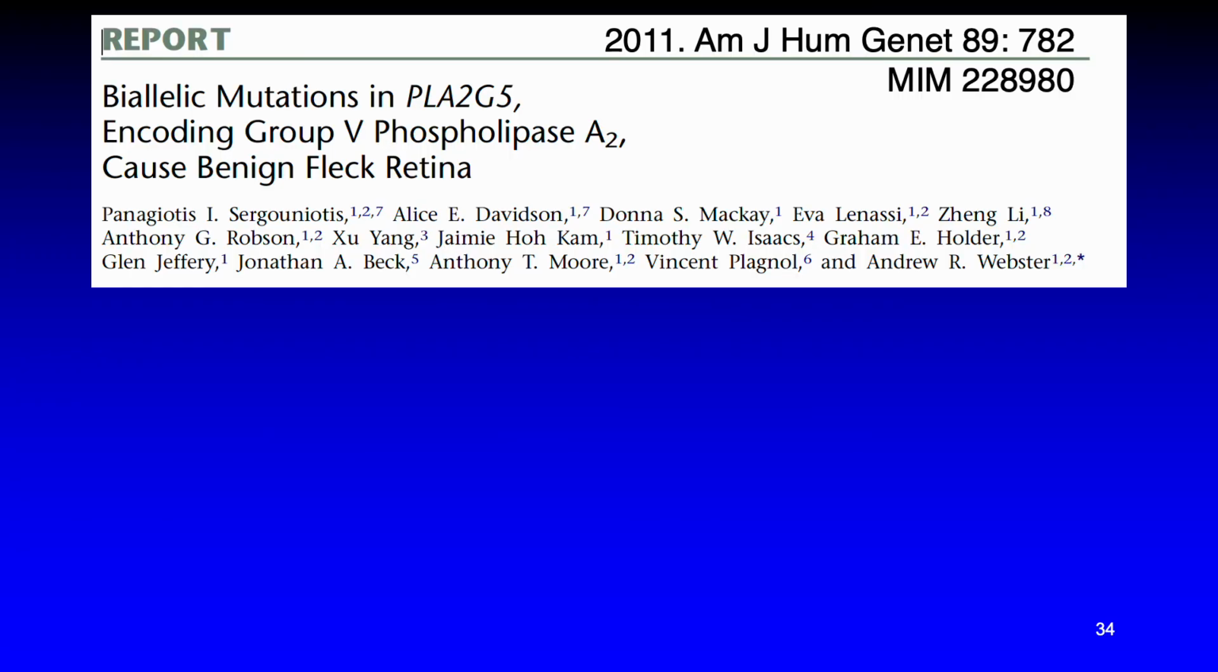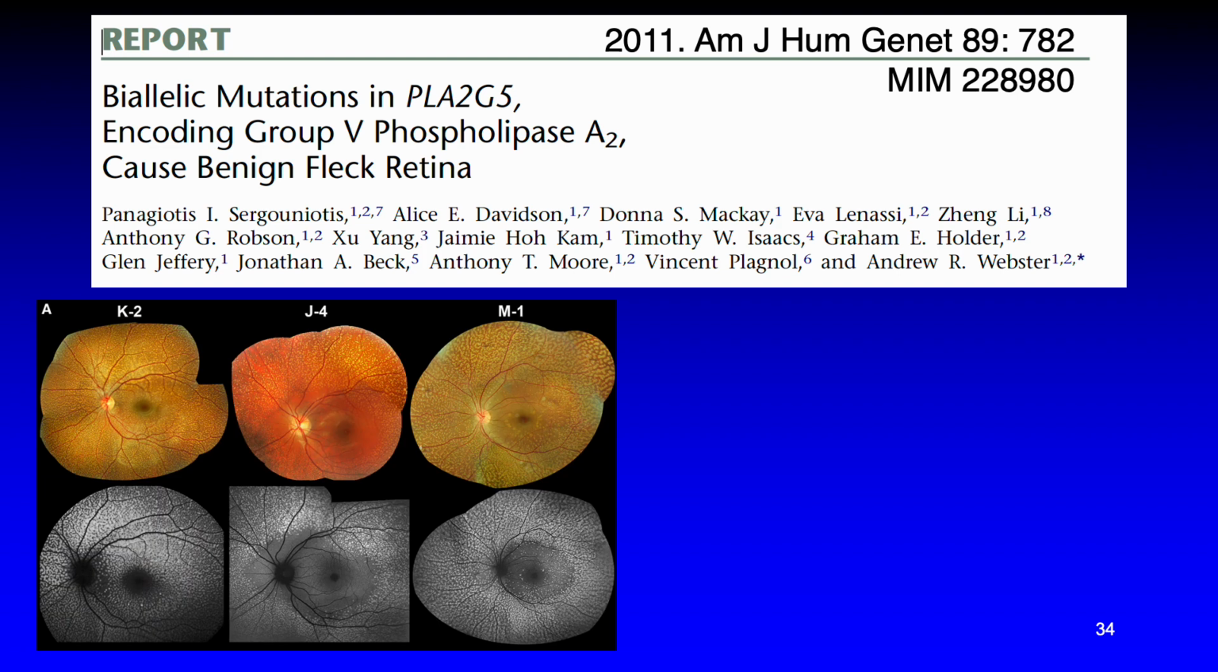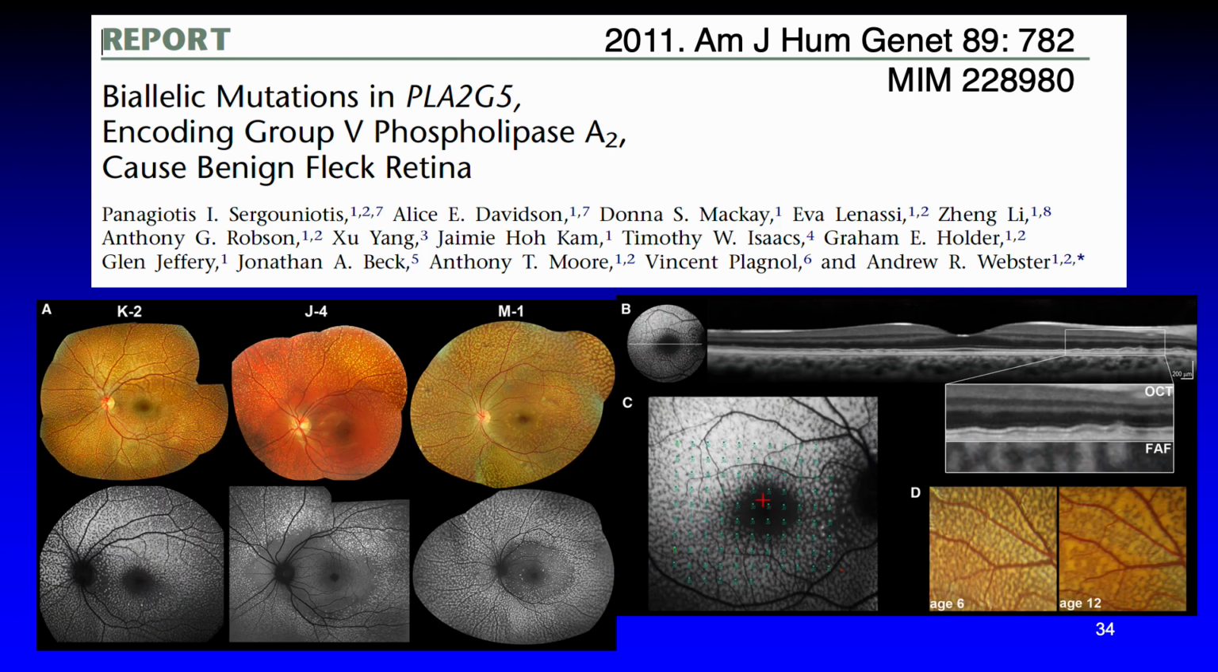In 2011, authors from Moorfields Eye Hospital announced that benign fleck retina, an inherited retinopathy first described in 1980, could be linked to mutations in the PLA2G5 gene, which encodes a group 5 secreted phospholipase. Here is a fundus of an affected patient, and here is an SD-OCT of the flecks. 5 years later, these authors described this as an SDD phenotype. This disorder is very rare, but the findings have been replicated by several groups.